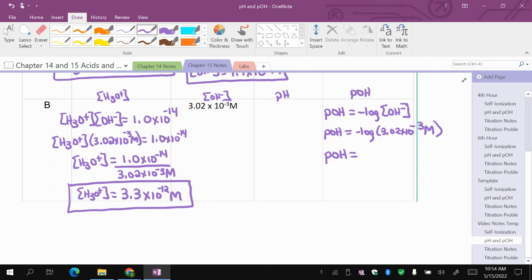And so for sig figs, because we got to remember our new sig fig rule, this is 3 sig figs. And so when we write our pOH value, the digits to the right of the decimal are 3 sig figs. So I would get 2.520. And these are my sig figs.